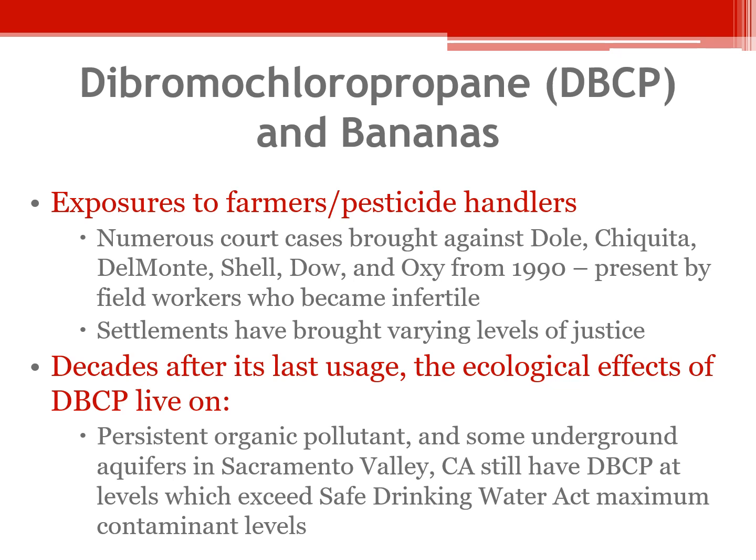What's also tragic is that decades after its last usage here in the U.S. and in Guatemala and other places, the ecological effects of DBCP live on. In the Sacramento Valley of California, DBCP is a persistent organic pollutant. It still exists in some of the aquifers, and there are still some areas where the Safe Drinking Water Act maximum contaminant levels of DBCP are being exceeded by some of the local drinking water. So yeah, the story of DBCP and bananas is a tragic and unfortunate and actually kind of infuriating one if you think about it.